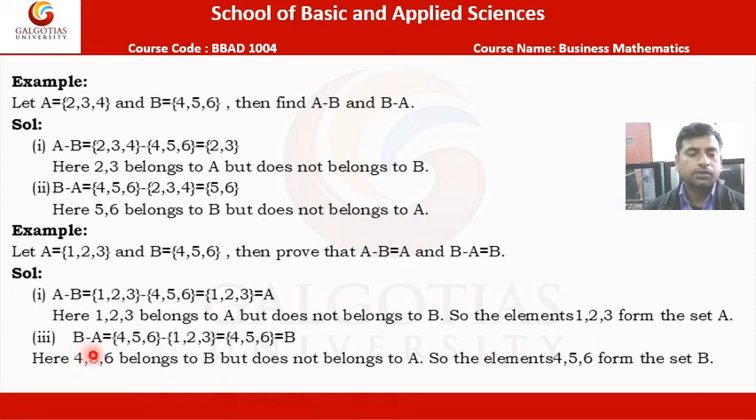To find B difference A, we have to write down the elements of B which do not belong to A. Here A and B have no common element. So B difference A contains the elements of B which do not belong to A. That means B difference A contains the elements 4, 5, 6. That is the set B.